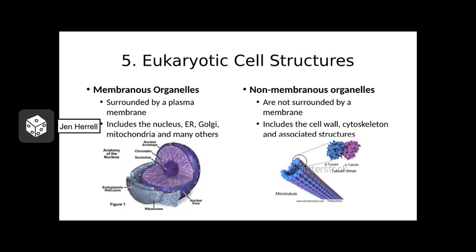Next, let's talk about some of the structures we can find inside eukaryotic cells, the big complex guys. The eukaryotic organelles fall into two categories: membranous organelles and non-membranous organelles. Membranous organelles have a membrane around the outside. So the nucleus is a good example of a membranous organelle. Here's the ER. It's just a long piece of membrane that's been folded back and forth. It's another membranous organelle.